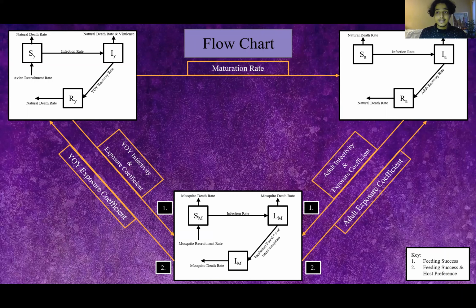Now, between the classes, you see that you have an infection rate both in the young of the year model and in the adult model. Then in the infected class, you also have a virulence coming out of it. This is the virus-induced death rate for both adults and young of the year. From infected to recovered, you obviously have your recovery rate, and out of your recovered class, you have your death rate.